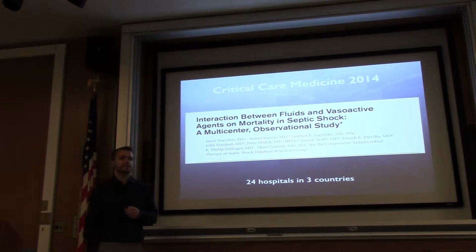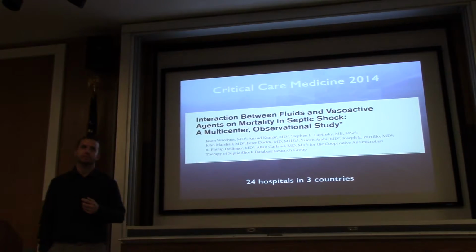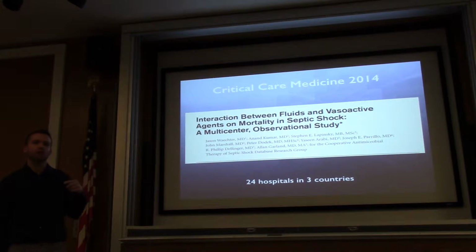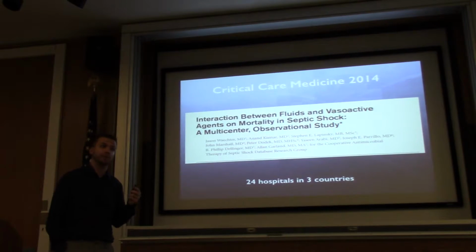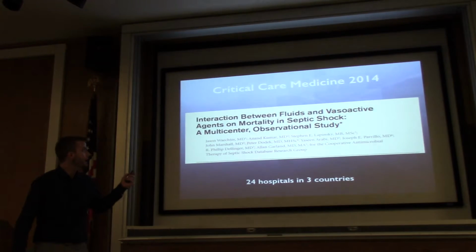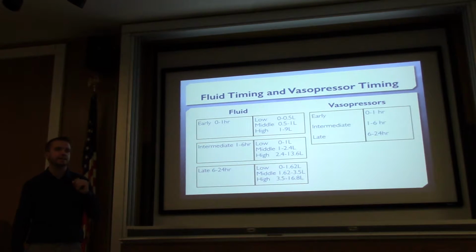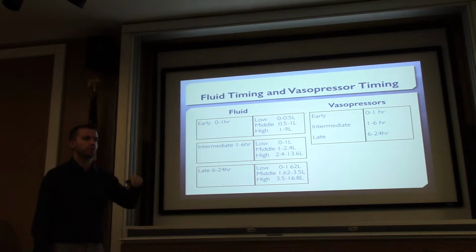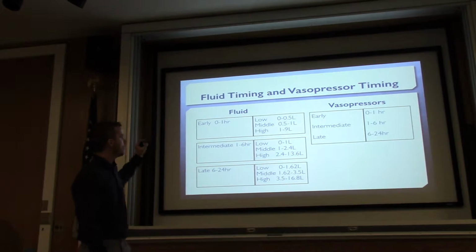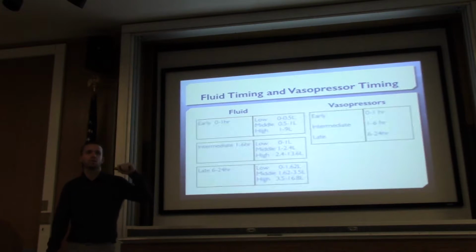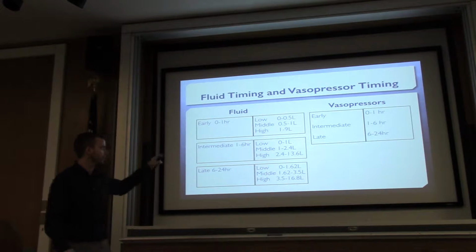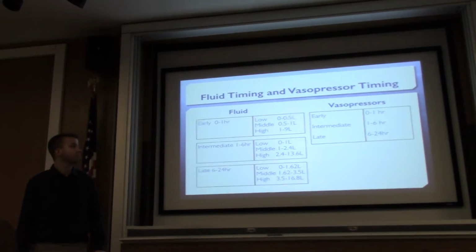So in Critical Care Medicine, they had this article, 2014. They looked at 24 hospitals in 3 countries. This was retrospective, so you can take it however you want to take it. But what they did was they looked at the first hour, hours 1 through 6, and then hours 6 through 24. And they looked at how much fluid they got. They divided it into low, middle, high in terms of volume replacement for all 3. And those are the numbers. You can see they vary pretty extensively. And then vasopressors along the same lines: early, intermediate, and late.